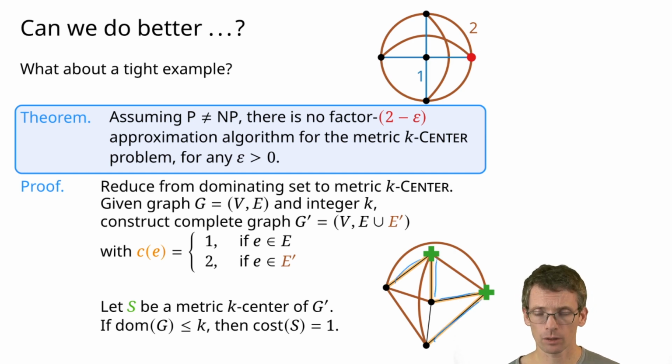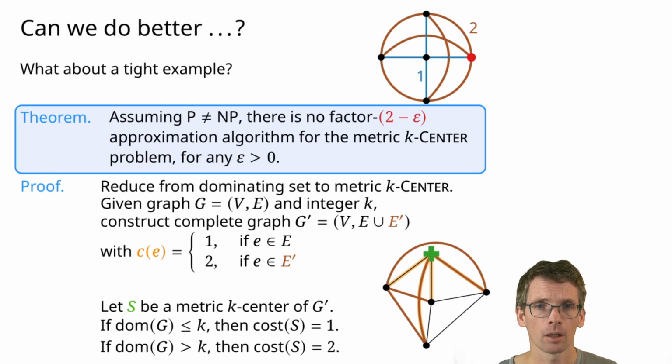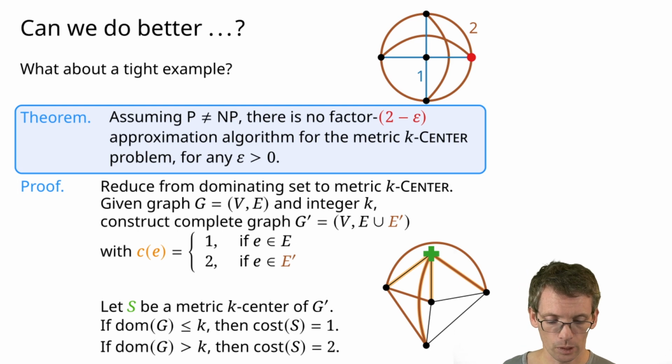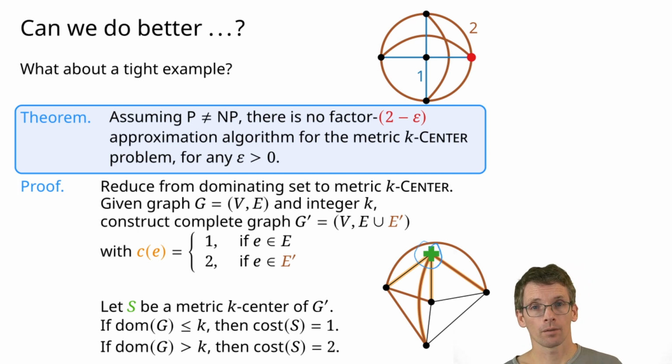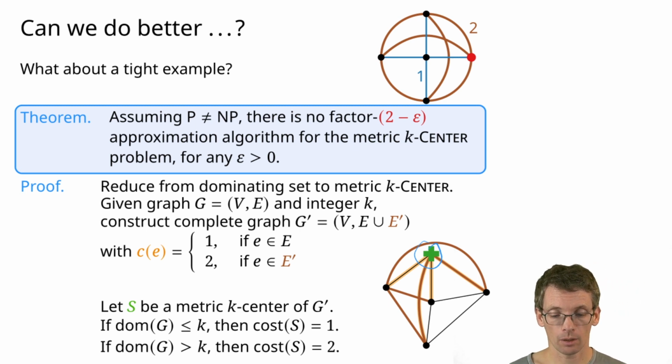On the other hand, if there's no dominating set of size k, so any dominating set has size larger than k, then the cost of the clustering is at least 2. So for instance, if we take k as 1, then there is no dominating set in this graph. Of course, for the k-center problem, there's still a solution. So this would be a solution. But because the solution cannot be a dominating set in G, there will be at least one vertex which is not adjacent to any of the centers in the original graph, and that one will have edges of cost 2 to all of the centers, and that will give me a solution of cost 2.